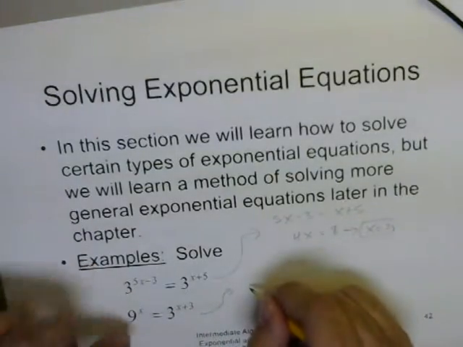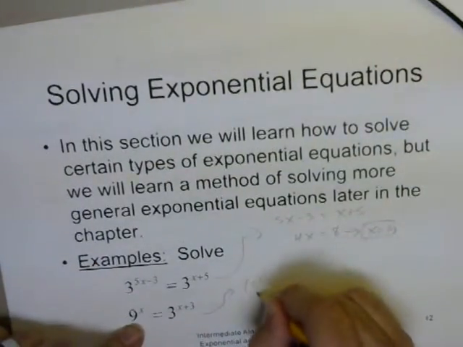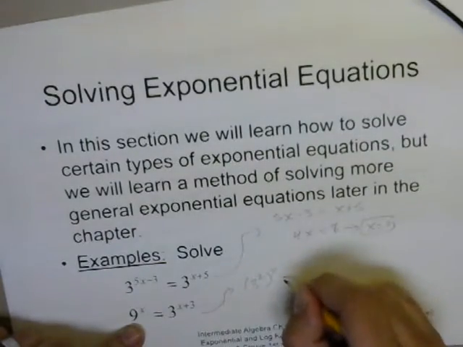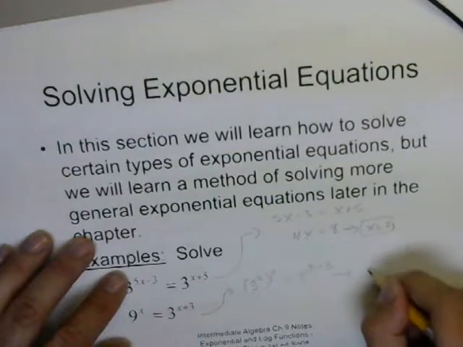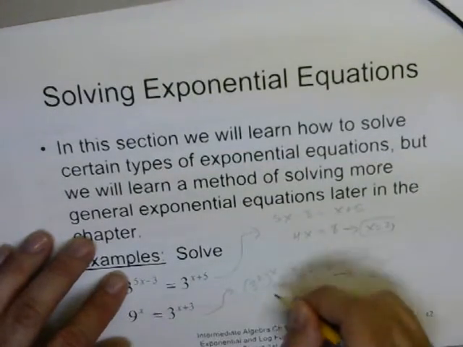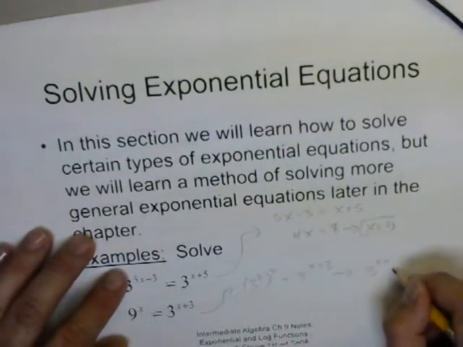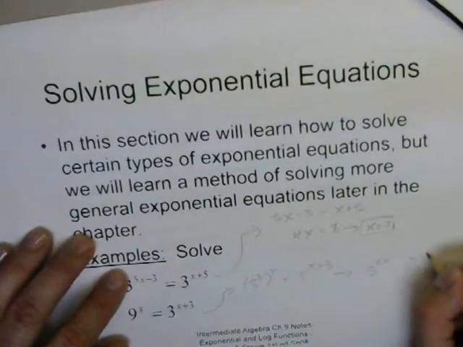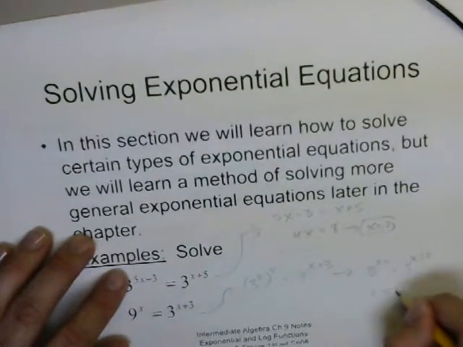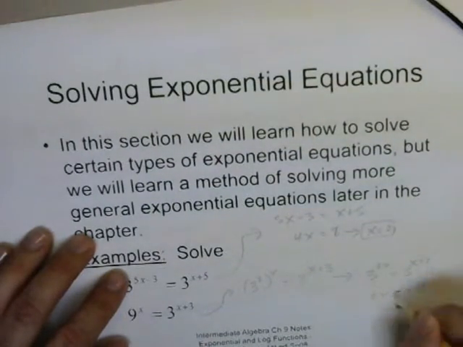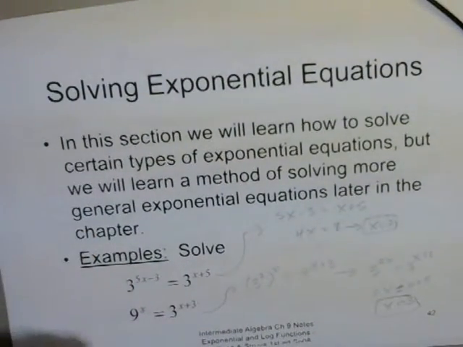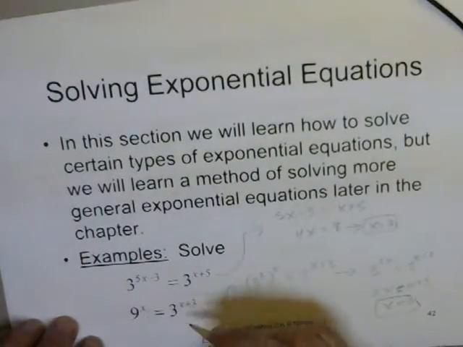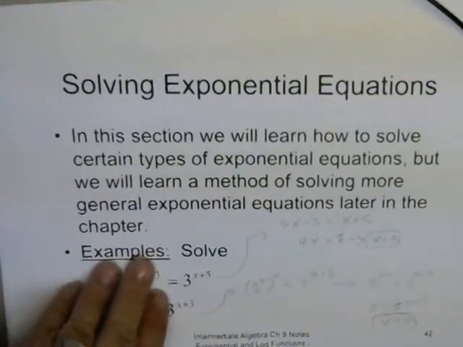Now for this one, you want to rewrite the 9 as 3 squared. So that'll be 3 squared to the x is equal to 3 to the x plus 3. Once you've written it that way, you can write that as 3 to the 2x, because remember, when you raise a power to a power, you multiply. And now the bases are the same, so just set the exponents equal to each other and solve. Right? So if I subtract x from both sides, I get x is equal to 3, and that should work out, right? 9 to the 3rd power is the same thing as 3 to the 6th power.